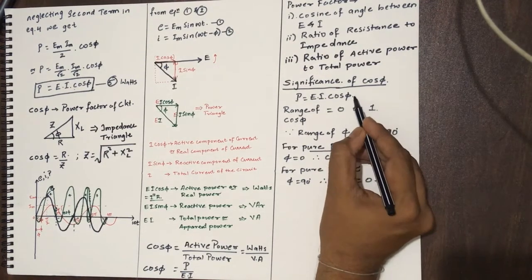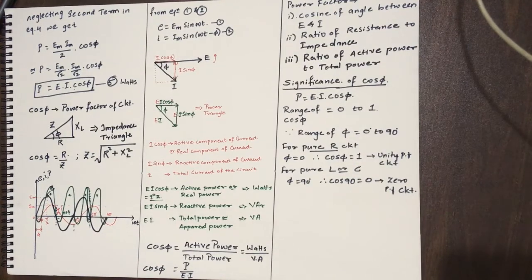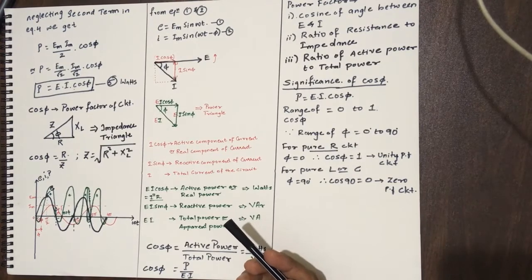Now, it is expected that for any operating circuit, my power factor should be high. High in the sense it should be near to unity. Why should it be near to unity? Because out of the total power given to the circuit, it is expected that the complete power should be consumed.